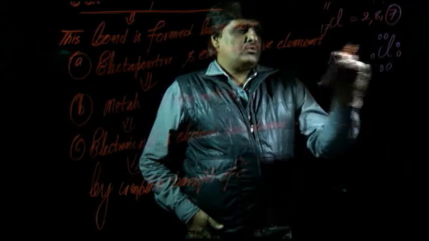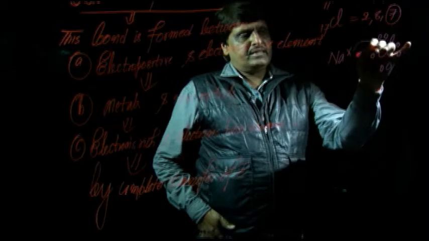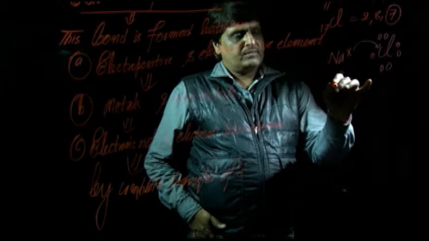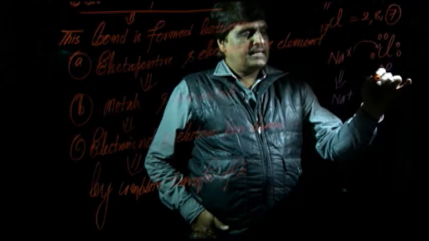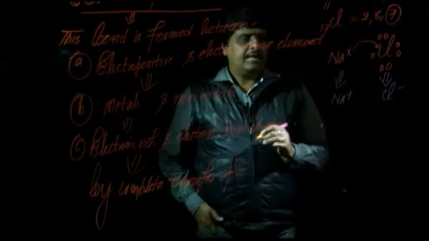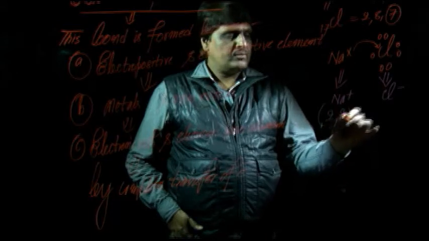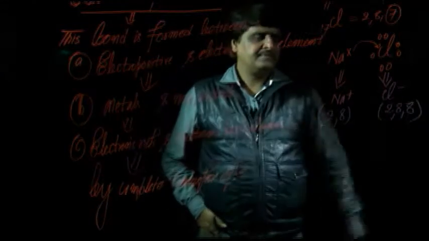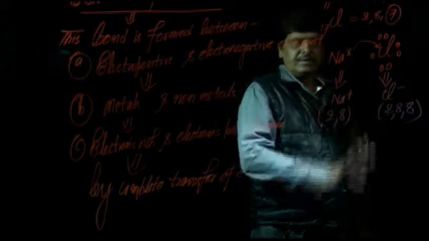So, if sodium and chlorine atoms come together for bond formation, this 1 valence electron from sodium will completely transfer to the chlorine atom. As soon as sodium transfers this electron, it forms a cation, and after gaining the electron, chlorine forms an anion. By transferring this electron, sodium attains the inert gas configuration 2,8 and chlorine attains 2,8,8. This is the inert gas configuration of neon, this is that of argon.